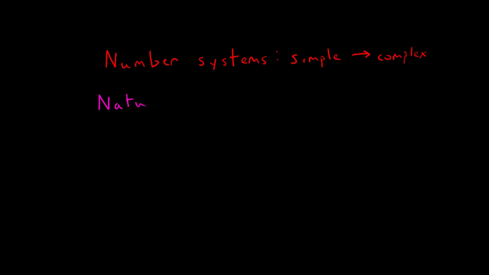So the first number system you're taught is the natural numbers. These are the numbers that we get just by counting: 1, 2, 3, and so on. The numbers you can literally count on your fingers. That's why they're sometimes also termed the counting numbers.